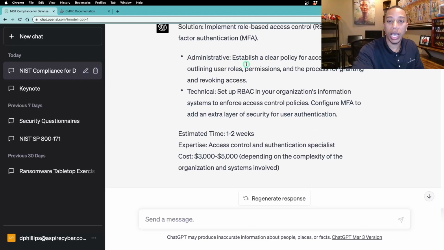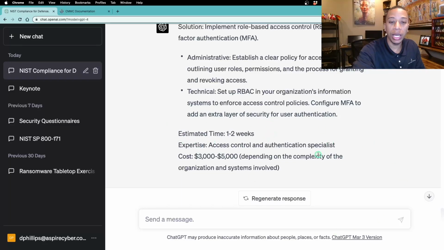So administrative tasks, we're going to need to establish a clear policy for access control, outlining users' roles, permissions, and the process for granting and revoking access. And then technical, setting up that role-based access control. And then we need to configure MFA.